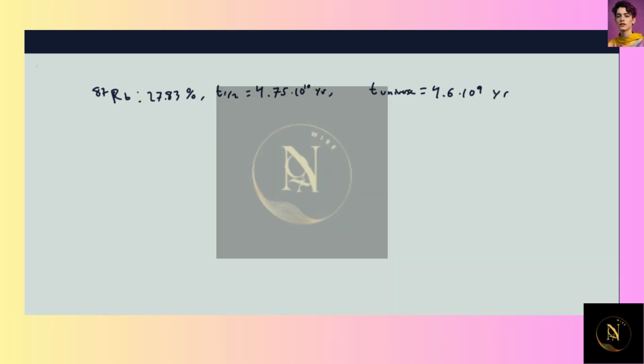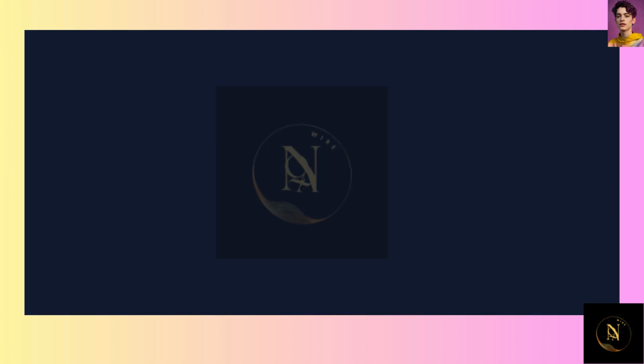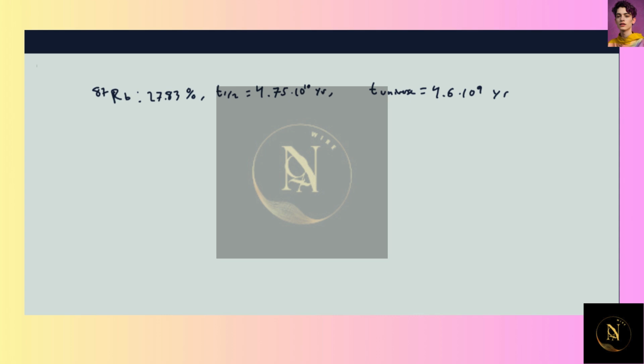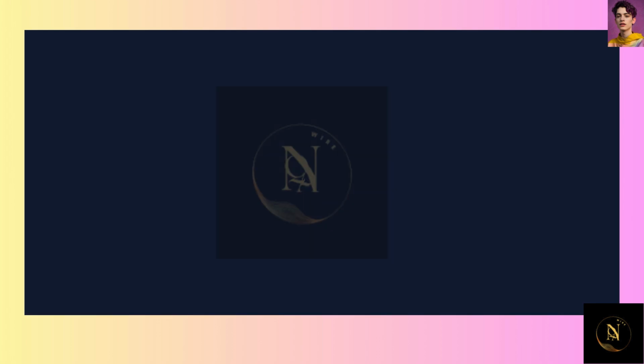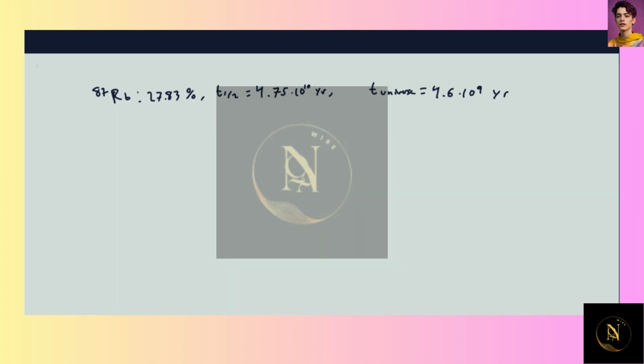So we're given that the isotope rubidium-87 makes up 27.83% of all rubidium atoms. We're also told that the half-life of rubidium-87 is 5 times 10 to the 10 years. If we assume that no rubidium atoms have been formed since the start of the universe, and we have the total number of rubidium atoms that exist now, we want to know what percentage of rubidium atoms, or rubidium-87, in the solar system was formed 4.6 times 10 to the 9 years ago.